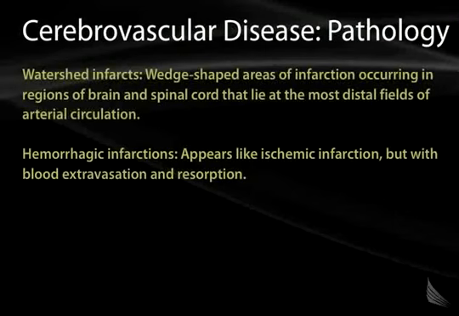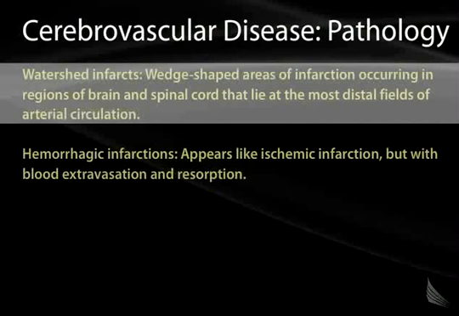There are different kinds of infarcts. Watershed infarcts are wedge-shaped areas of infarction occurring in regions of the brain and spinal cord that lie at the most distal field of arterial circulation. Watershed areas are areas in the brain that are at most risk of dying. Think about it this way.